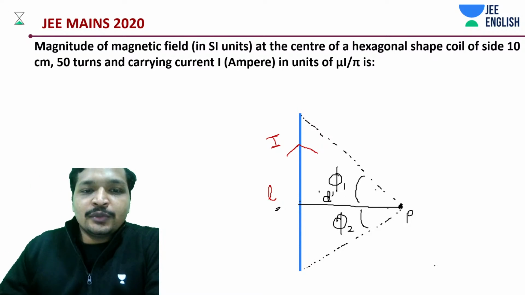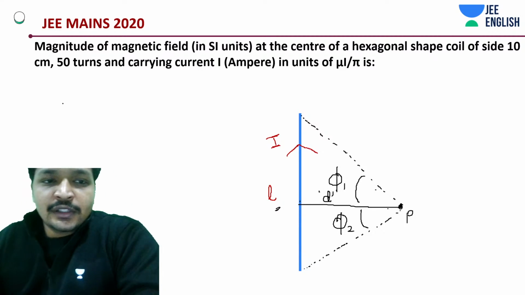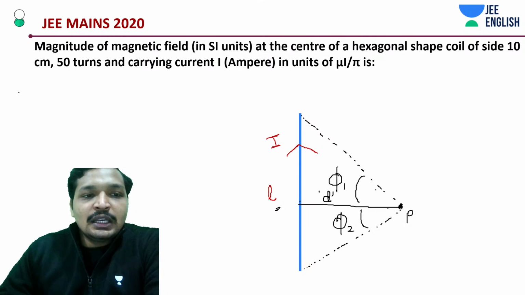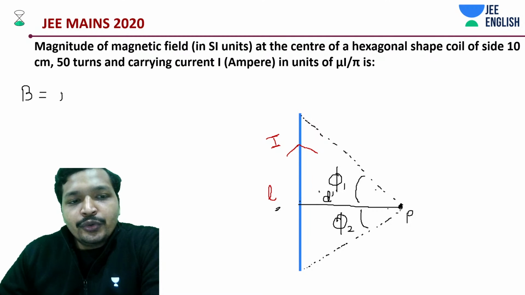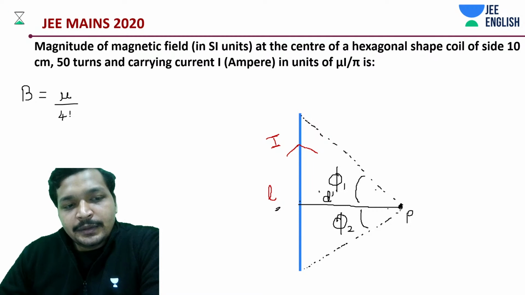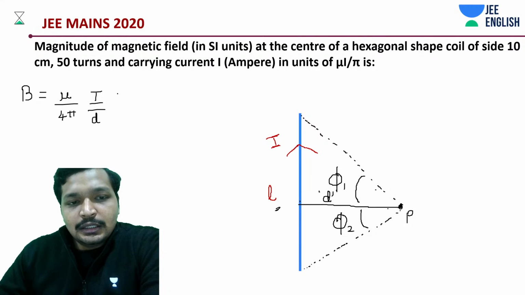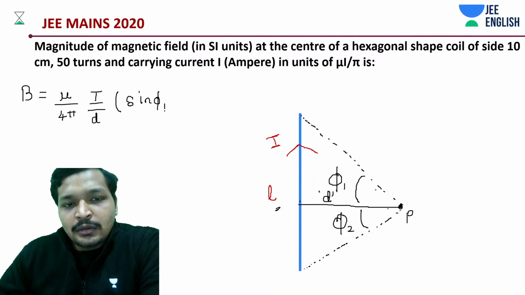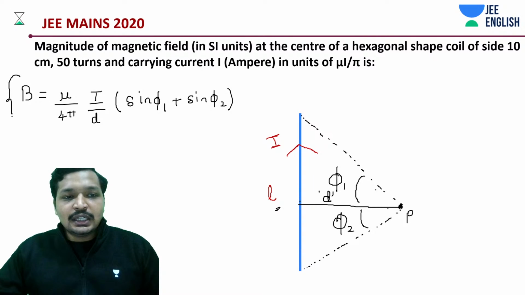First of all, students, 2021 aspirants, and even 2022 aspirants, something to memorize. You will get this from Biot-Savart's law, but ultimately you have to memorize this. The field is how much? The field is going to be mu naught by 4 pi into I by d into sine of phi 1 plus sine of phi 2. That's it. Easy, simple. You just remember this and the question is done.